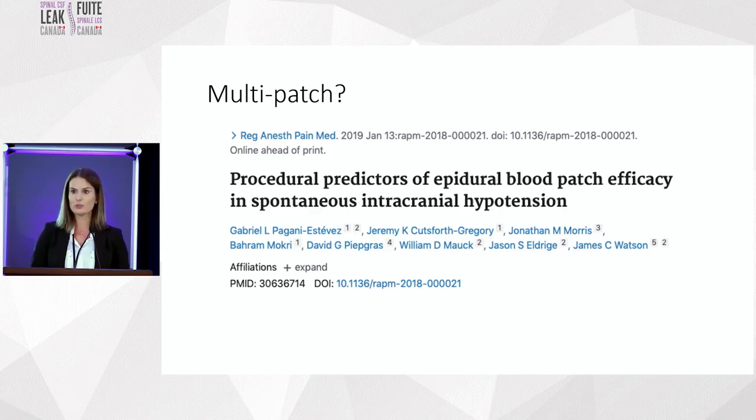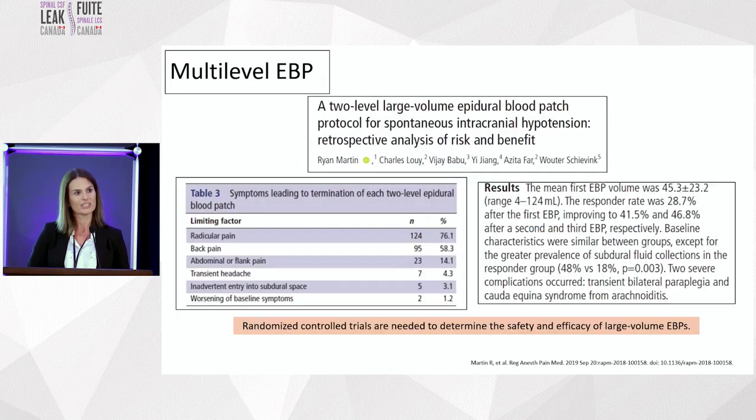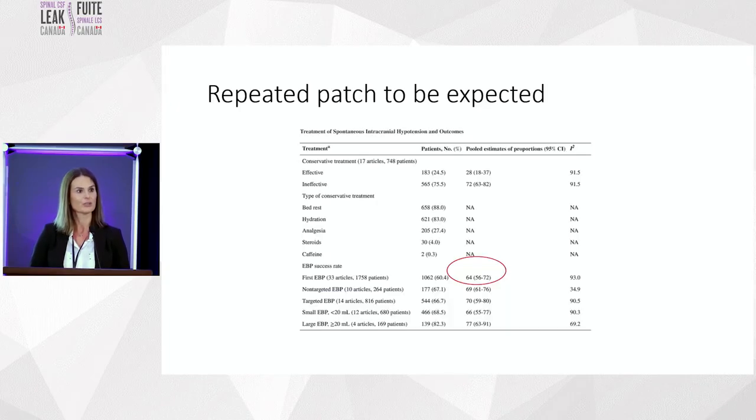So the question is, should we do multi-patches? This is a very interesting study that showed that bi-level or multi-level blood patches tend to have greater efficiency and a better outcome. However, around the same time, this paper came out as well that showed better outcomes, but actually also highlighted the higher rate and increased risk of complications when injecting multi-level and high-volume blood patches. So this is still up for debate and probably needs further investigation with high-quality studies.